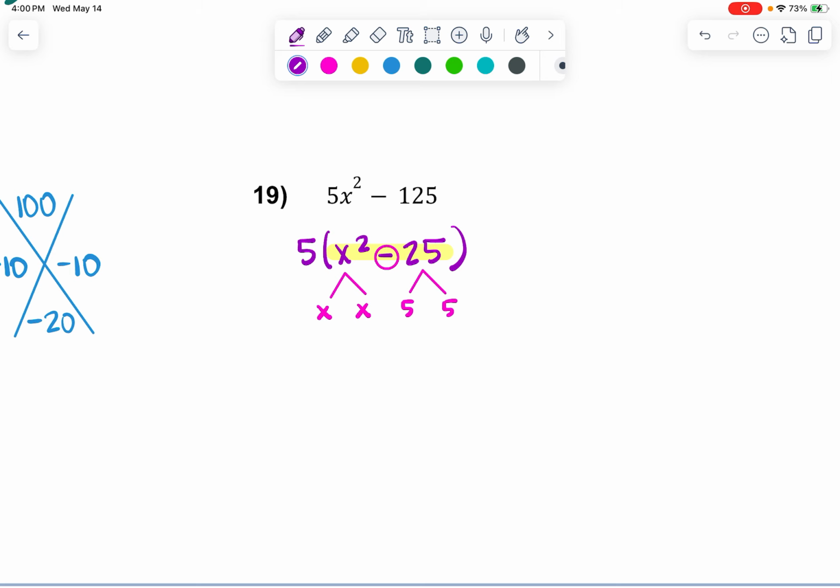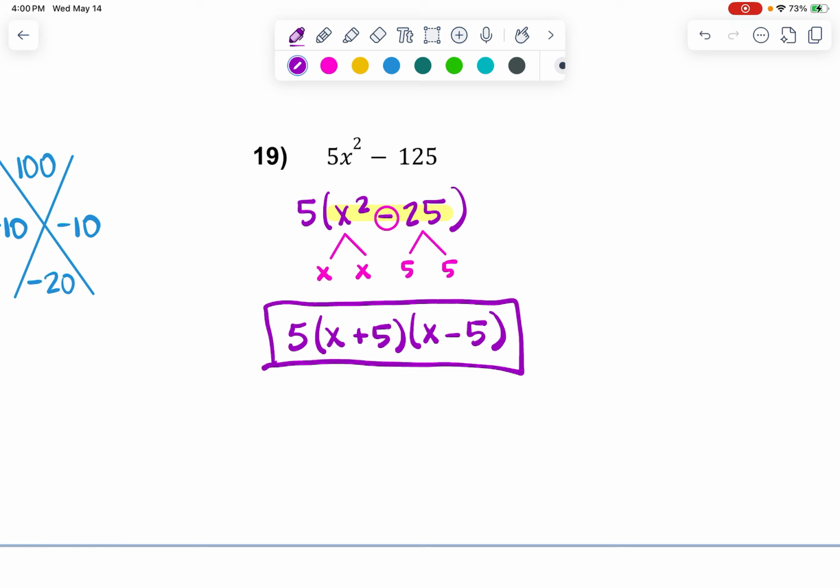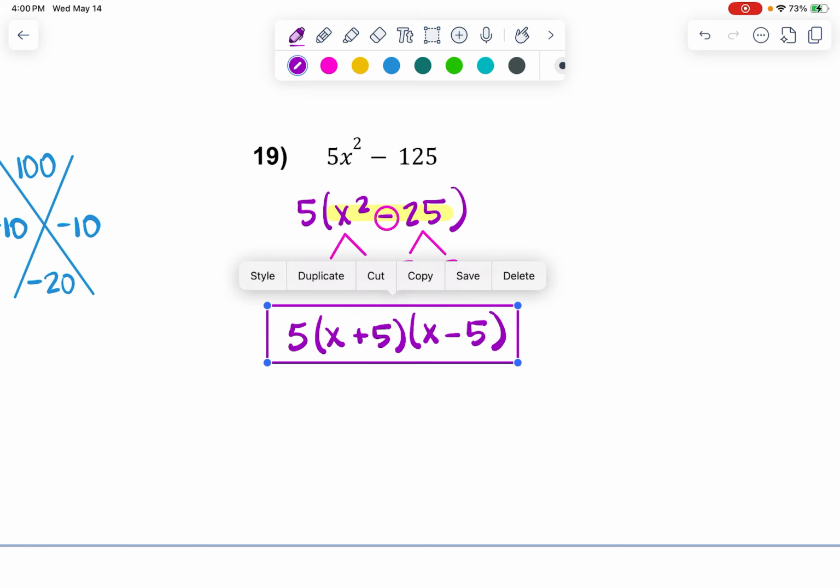I have factored it once by taking out the GCF, but I need to keep factoring until I can't factor anymore. So the x's have to go in the front, the 5's in the back, and then plus minus. And then, of course, I don't want to forget the 5 GCF that I took out at the beginning. All right, so this is a GCF and a difference of two squares.